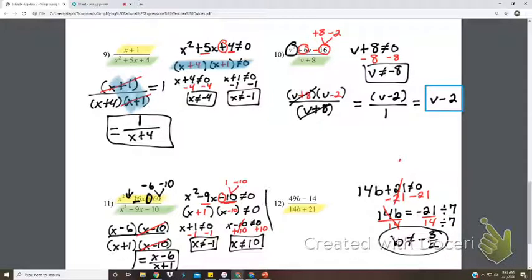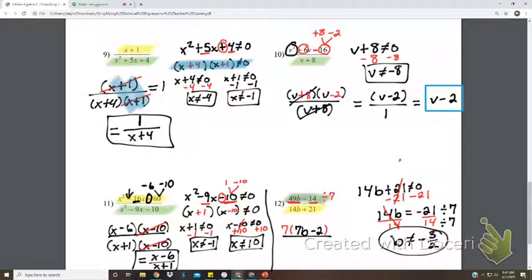Now, going back to the actual expression itself, we need to factor both the numerator and the denominator. So at the top, 49b minus 14, what could we take out of both 49 and 14? We can divide those by 7. And if I divide out a 7 from that, that leaves 7b minus 2.